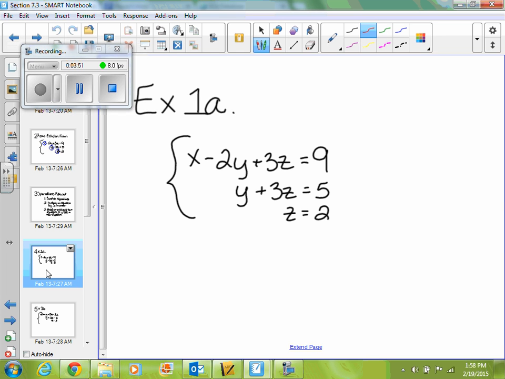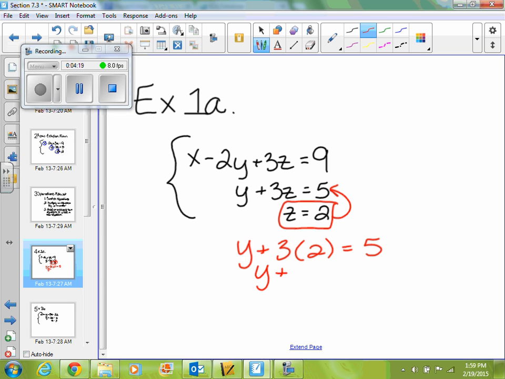Okay, and so when we take a system that's already in row echelon form, the easiest way to solve it is to back substitute. I already know what z equals because it gives us that in the equation. So I'm going to back substitute z into my second equation to solve for y. So doing that, I get y plus 3 times 2 equals 5, which gives me y plus 6 equals 5.